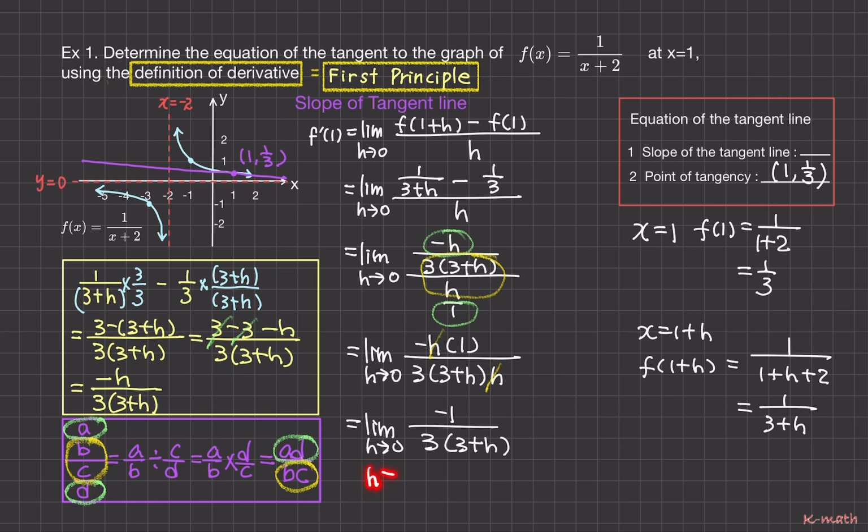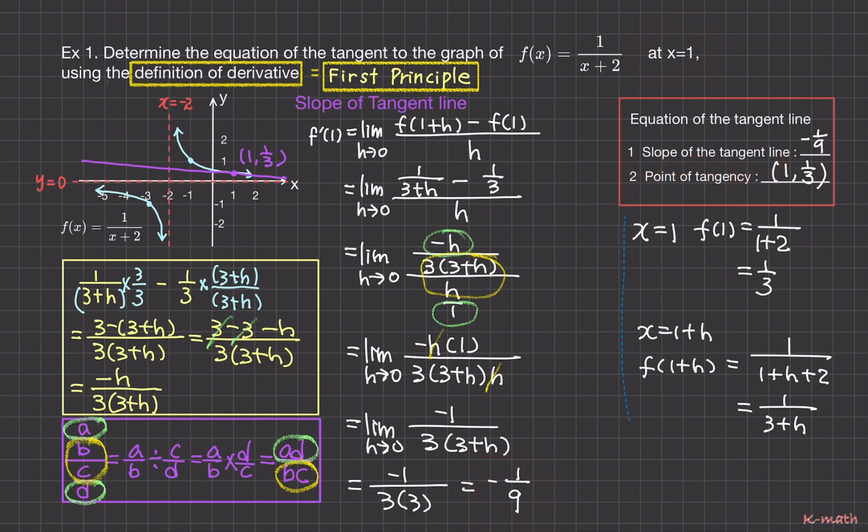Now plug in h equals 0. That gives us minus 1 over 3 times 3, which is minus 1 over 9. That means the slope of the tangent line at x equals 1 is minus 1 over 9.